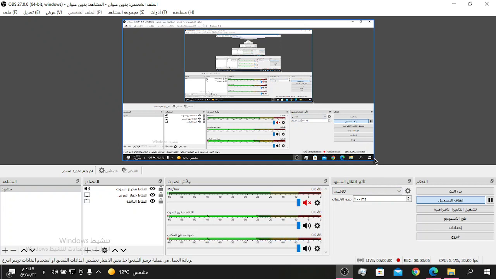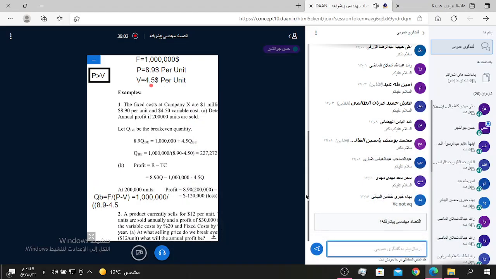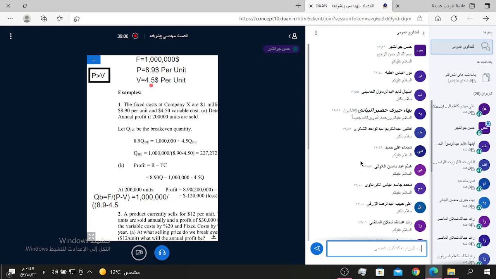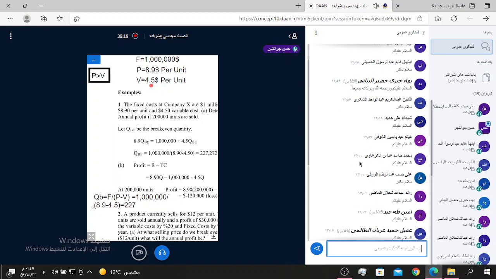Calculator. 8.9 minus 4.5 is 4.4. 1 million divided by 4.4 is 227,272.